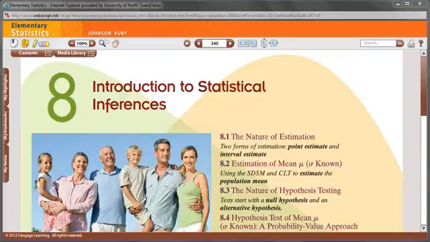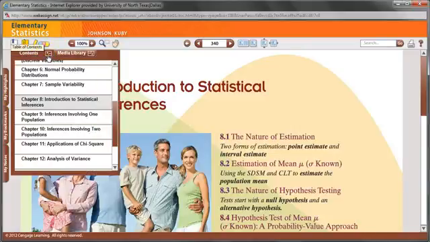Welcome back, students. We are now going over to the second half of this course, the inferential statistics, and it begins from chapter 8, Introduction to Statistical Inferences. And then it's going to continue on toward the end of the course, as a matter of fact, as you can see in this content.